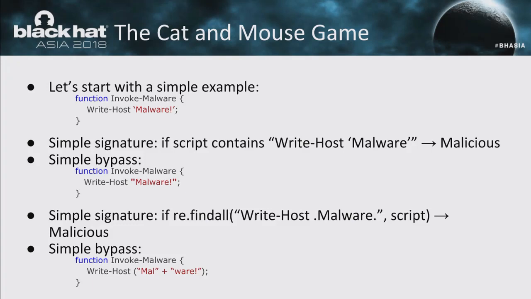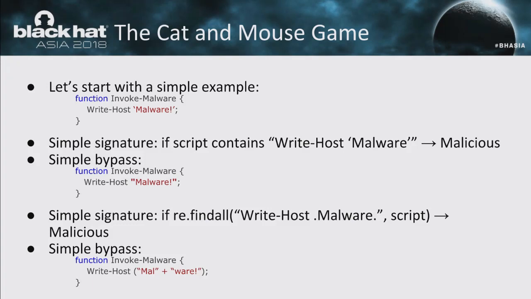Let's say I have a function that runs write host malware, which is basically like a hello world for PowerShell that prints out malware. So a simple signature would be, okay, well, if I see write host, single quote, malware, single quote, then that is a malware. So a simple bypass would be to change the single quote to a double quote, right? And then the antivirus would say, okay, well, I'm going to ignore the single quote. For me, as far as I'm concerned, it could be a single quote, a double quote, or any other character. And so this is a simple bypass.